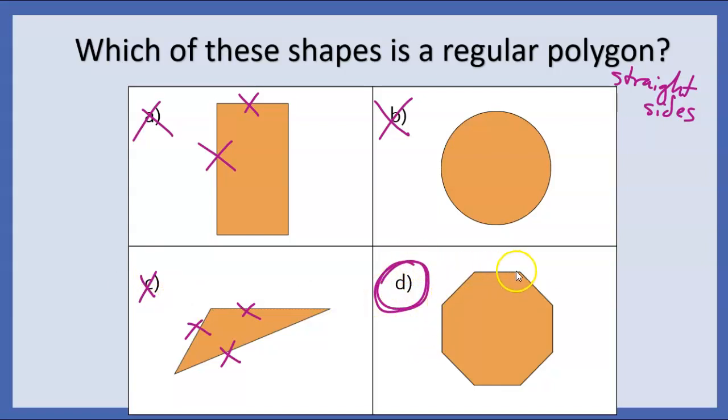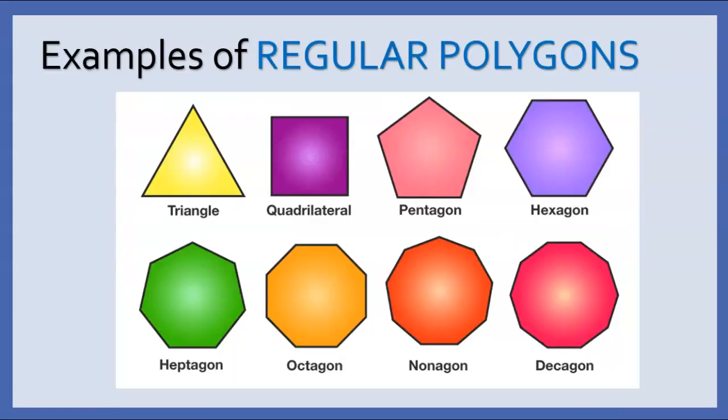And this one, let's see, there's 1, 2, 3, 4, 5, 6, 7, 8 sides. And all those sides do look like the same length and probably the same angle. This is what a regular polygon looks like, a regular octagon in this case. And here are some examples of regular polygons. You've probably seen some of these before.